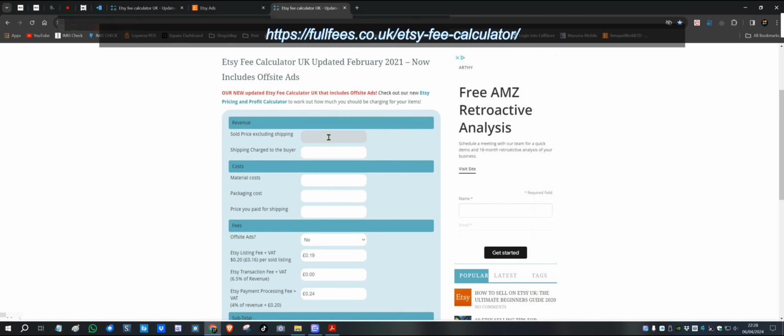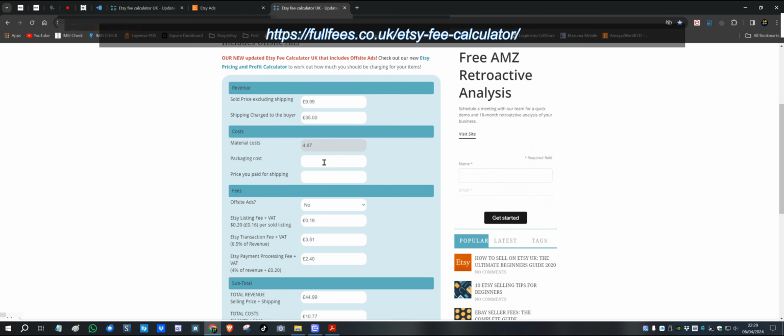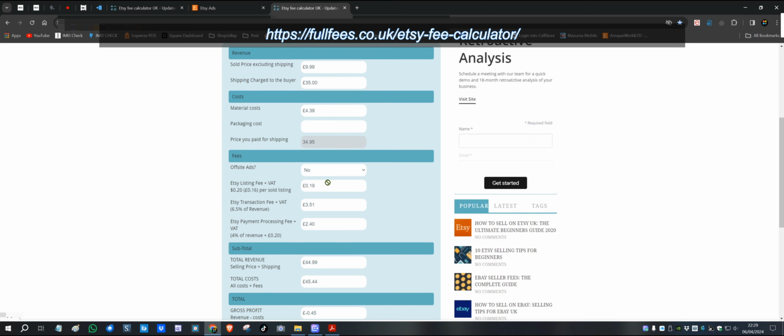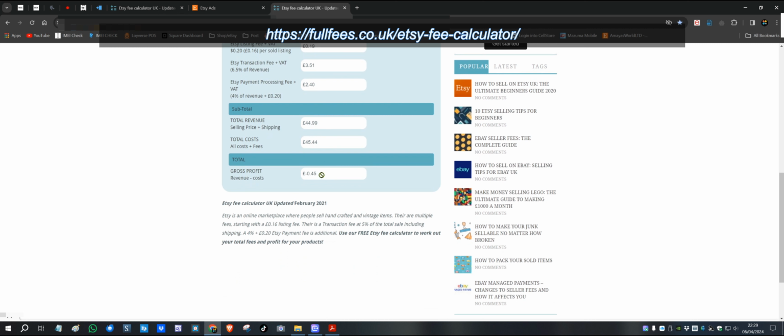For example, if I put in 9.99, but we sold it and charged the buyer £3.35 for shipping. The material cost was 4.67, was it? No, 4.39, sorry. Packaging cost is nothing, we haven't paid anything. Price paid for shipping, £3.35. We have paid, and you see we have paid £3.495. It is telling me I made less 45 pence. Actually, I haven't lost the money.